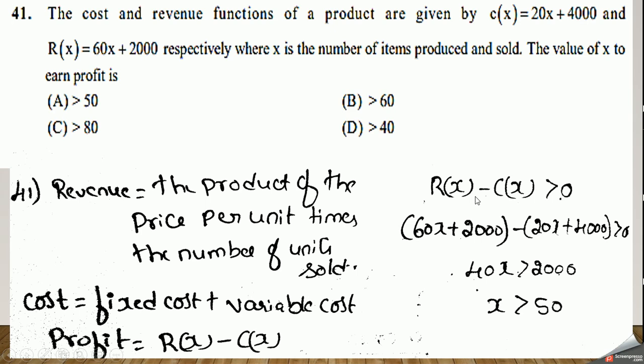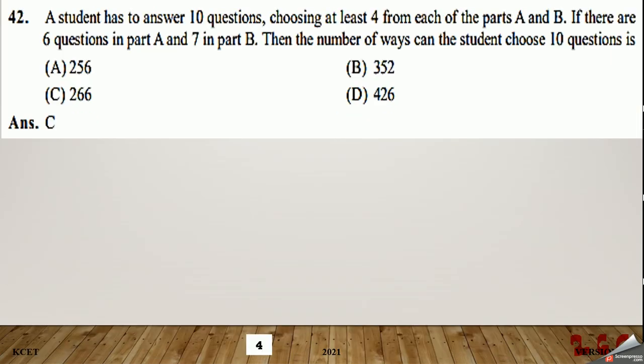Always, since it is a profit, it should be greater than 0. Already they have given us R of x, substitute the value, substitute for C of x, you will get 40x greater than 2000, or x should be greater than 50. Option A is the answer. Here is the next question.